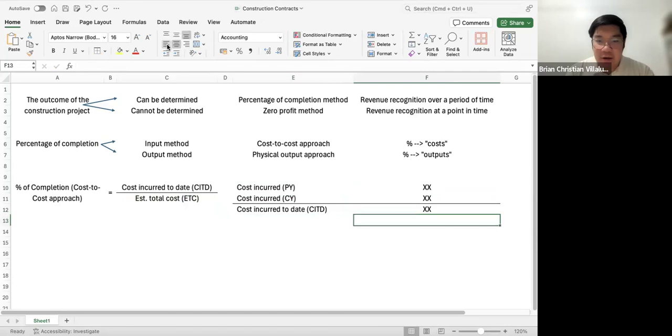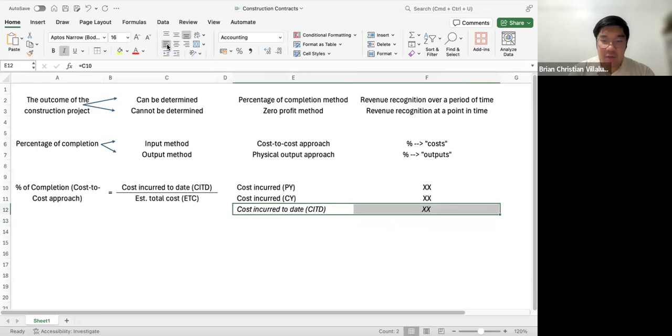So pag sinasabi nating cost incurred to date, magkano na so far ang nai-incur nating cost? So hindi lang pang current year ang included sa computations natin, but also the prior years. So kapag nakakakita tayo ng mga phrases na to date, ang ibig lang sabihin yan is cumulative costs. So okay na tayo sa numerator.